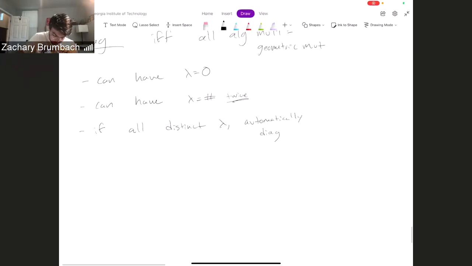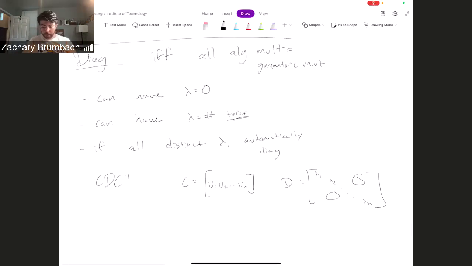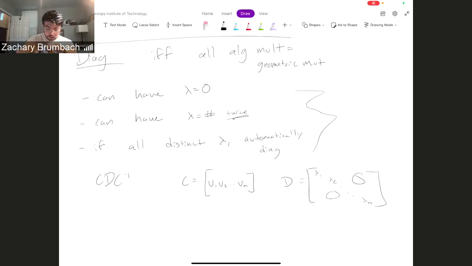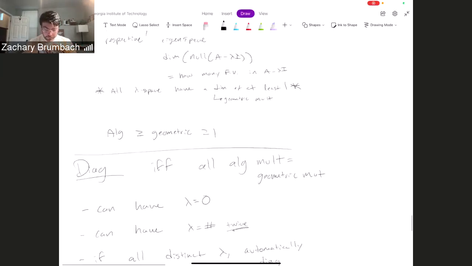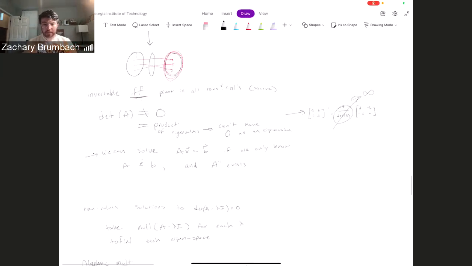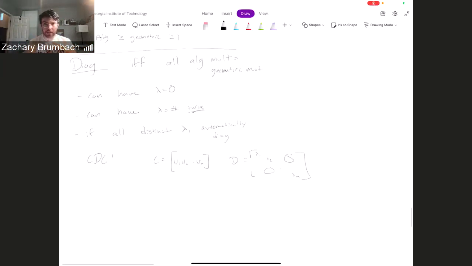When we usually talk about diagonalization, we talk about the CDC inverse decomposition, where C is each of our eigenvectors, v1, v2, all the way to vn, and D is equal to lambda 1, lambda 2, all the way to lambda n, with zeros everywhere else. Cool. These are the conditions you can have if it's diagonalizable. The geometric multiplicity must be equal to the algebraic multiplicity for all eigenvalues. Okay. For invertible matrices, they cannot have a lambda of 0. That's the only condition. They can't have a free variable. Okay. Questions on diagonalization and invertibility at this point?